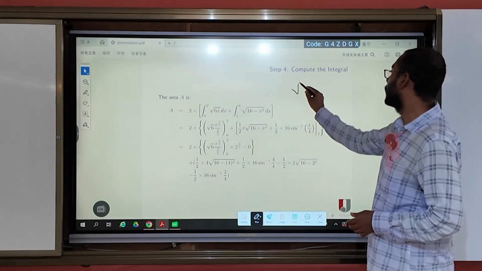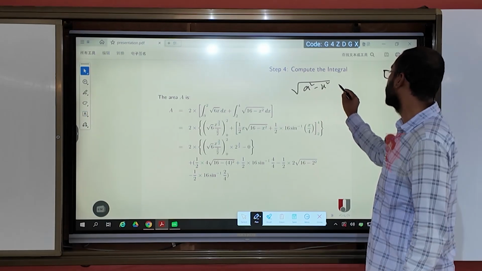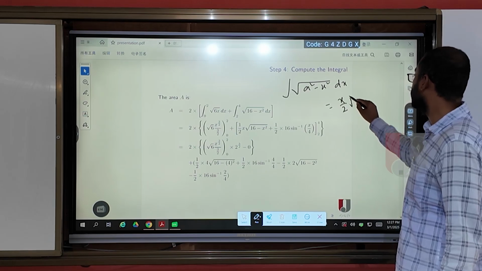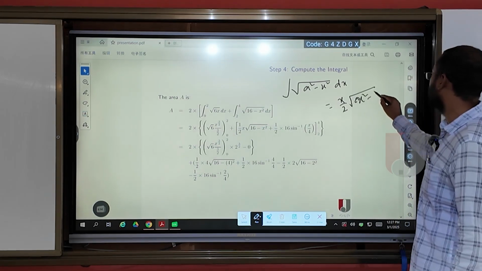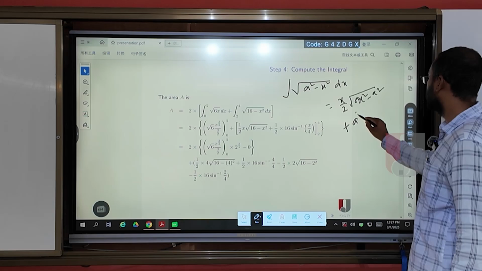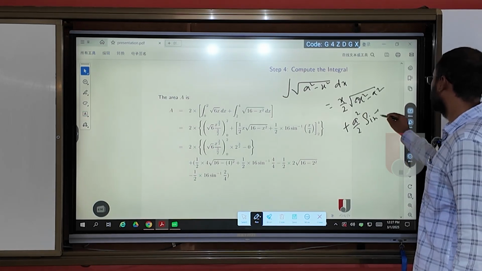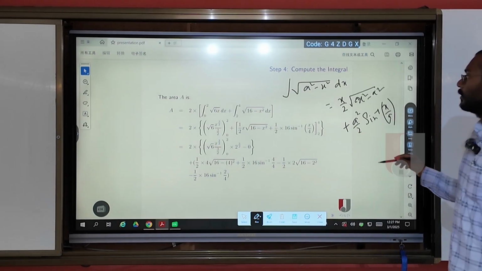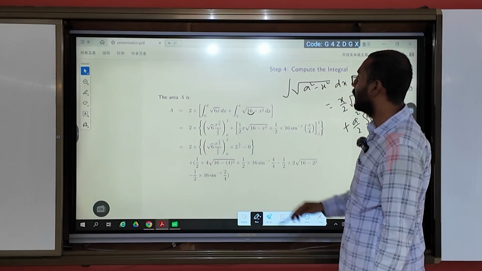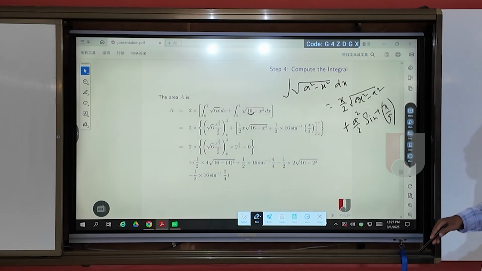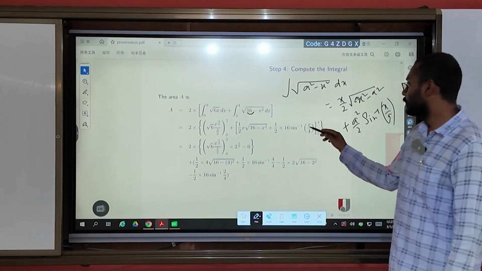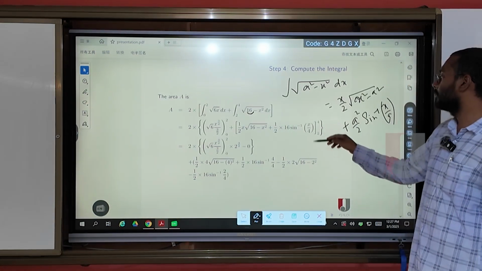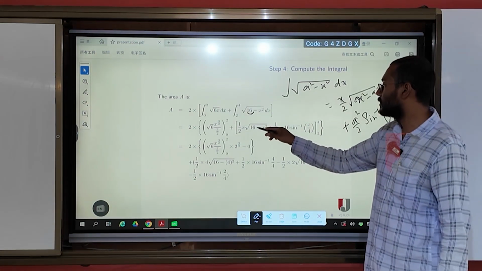The formula for the integral of root over a square minus x square dx is x by 2 root over of a square minus x square plus a square by 2 sine inverse x by a. Okay, that is the result. Now in this particular case my a square is 16, so a is 4. So that's why I am writing a square by 2, with a as 4, x by a that is x by 4, and root over 16 minus x square.